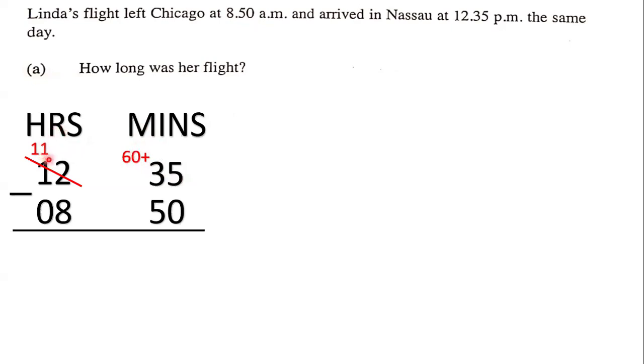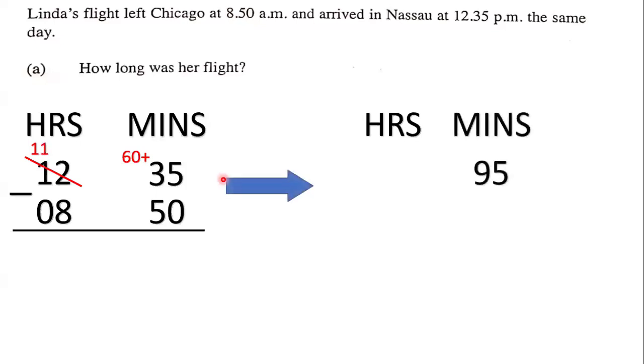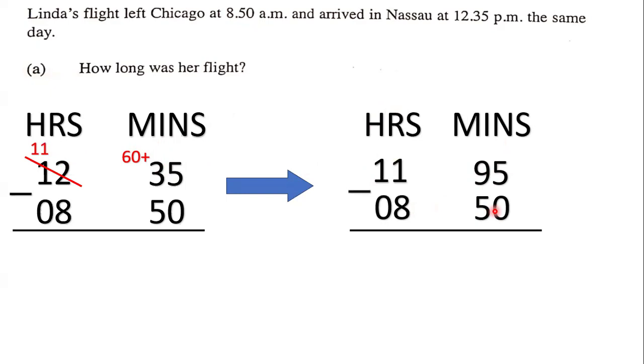So that's why we have 60 minutes here. And so on the hour side, we have 11, and on the minute side, we have 60 plus 35. And so let's write that. So on the hour side, we have 11, right? Because we took away 1 from the 12. And on the minute side, we have 60 plus 35, and 60 plus 35 is definitely 95. And so at the bottom, we still have 8 hours and 50 minutes. And our operation is still subtraction.